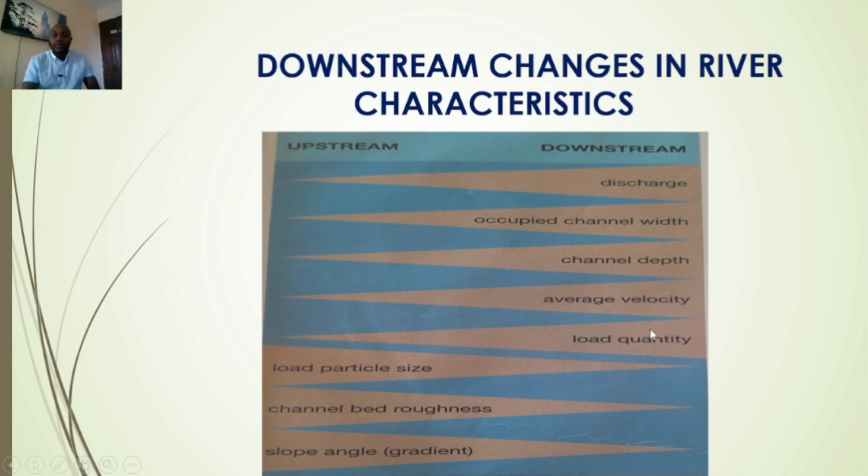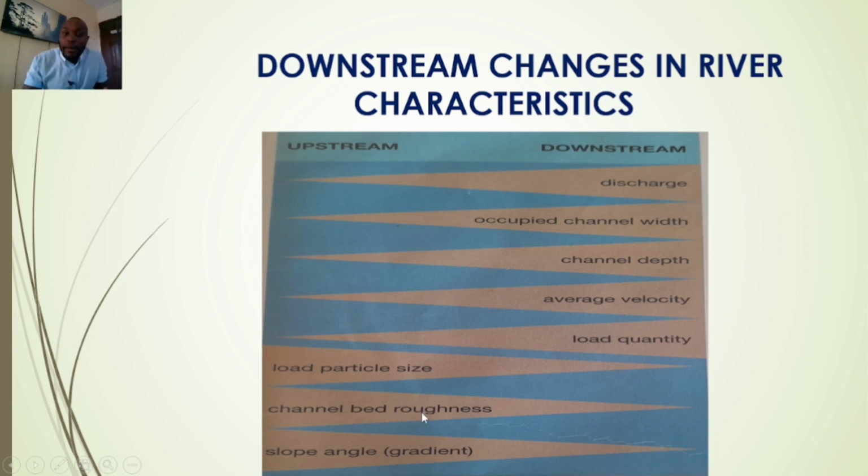But talk about load size. Here is the quantity, the amount of the materials carried by the river. But what about the size of those materials carried by the river? So in the upstream, the size is large. But remember, as you go downstream, it's being eroded. Remember the action of attrition, knocking against each other to reduce in size. So the load size reduces as you go downstream.